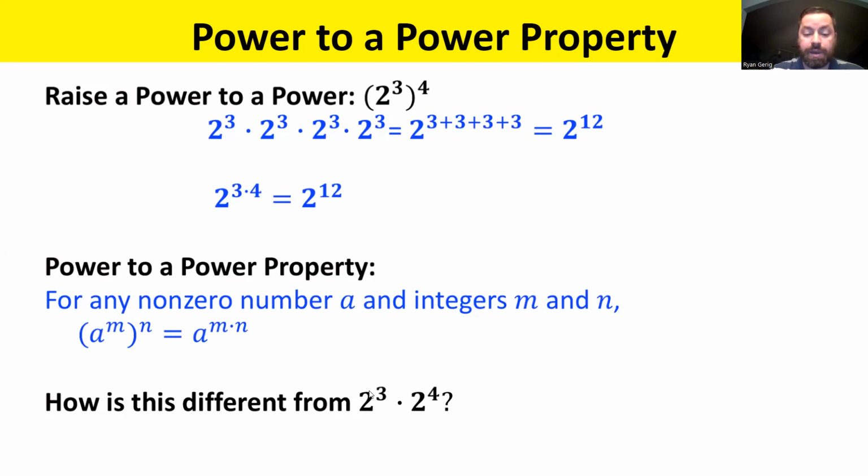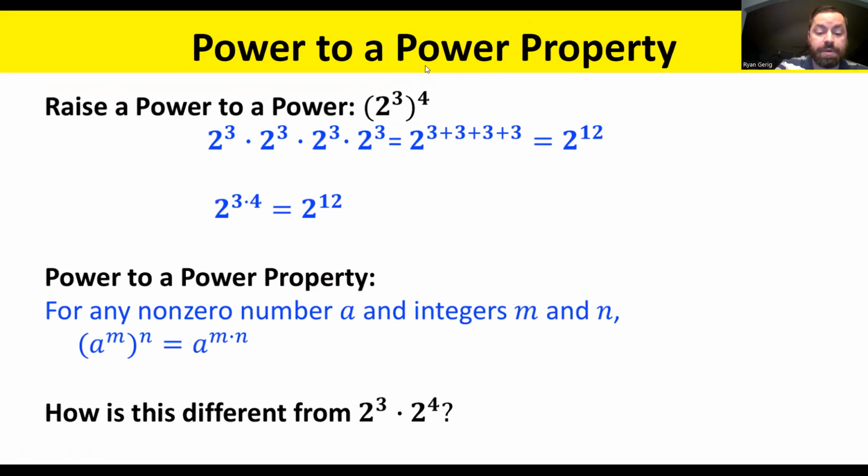So how's this different from what we did last week? The big key, I'll point this out, is with what we did last week, you have 2 of the same base with 2 exponents. With what we're doing today, you have 1 base with 2 exponents. That's the difference. And when you have that difference, you do something different with the exponents. With last week, 2 bases with 2 exponents, you add the exponents. With 1 base and 2 exponents, you multiply them.